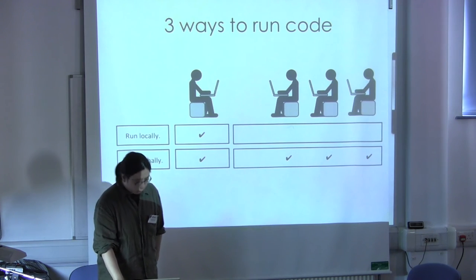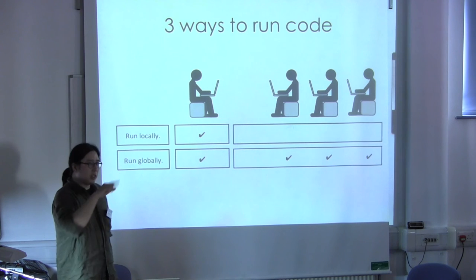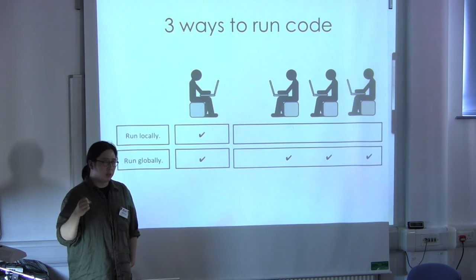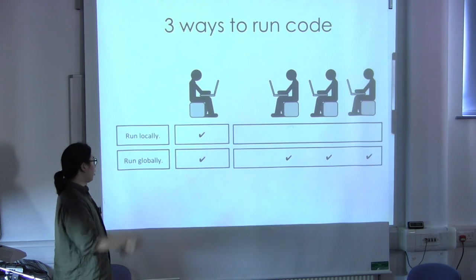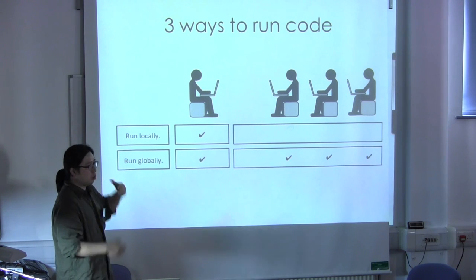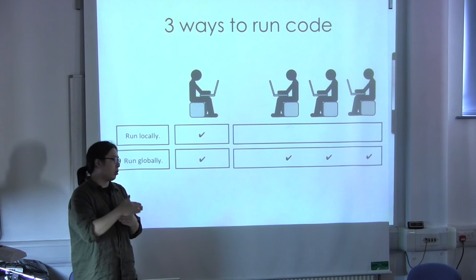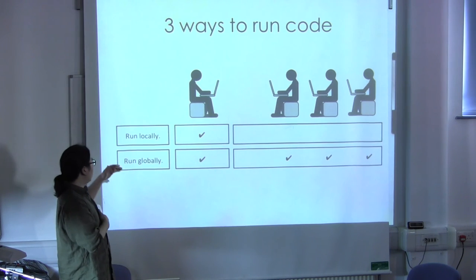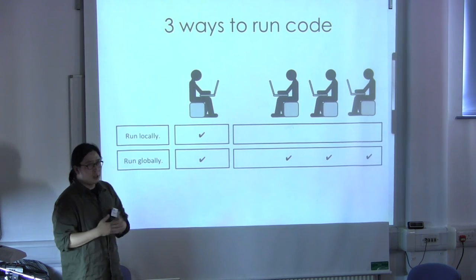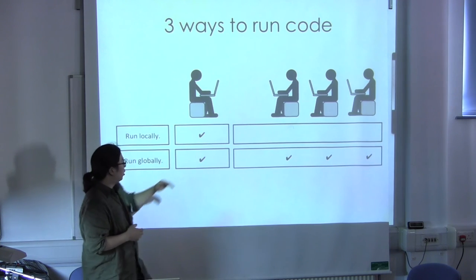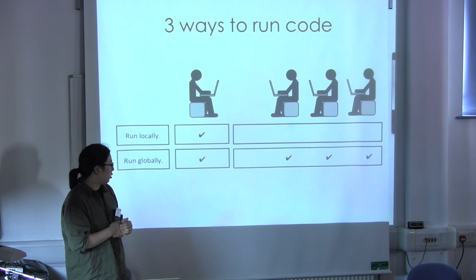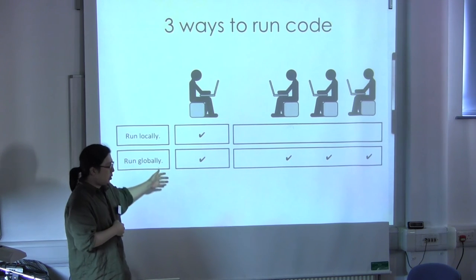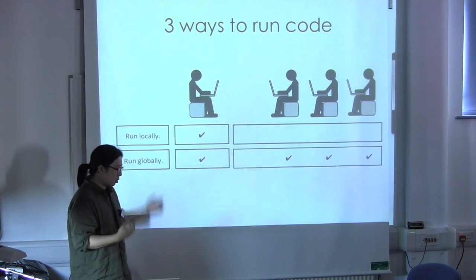So there are three ways to run code. You can select the code and run it. That's the default SuperCollider shift-enter. That means you're going to run specific code locally. Or you can choose to run globally. The local option is good in that you can preview things before you submit them to other machines. And then if you're sure, you can run it globally.